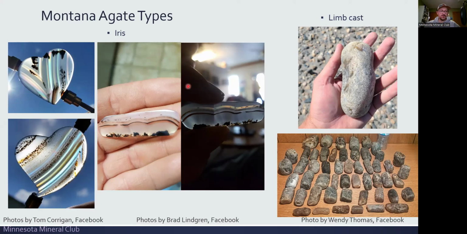These are some photos from Facebook showing some of the iris effect. As I mentioned before, if you find agate that was formed within a mold left by a part of a tree, that's called a limb cast. And so these are some different limb cast Montana agates, shown here with a photo from Facebook as well.